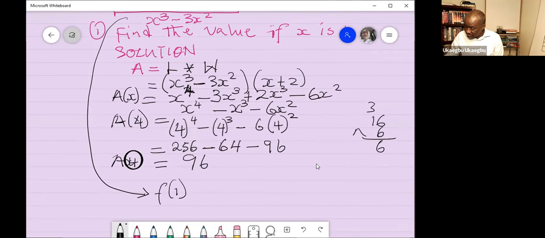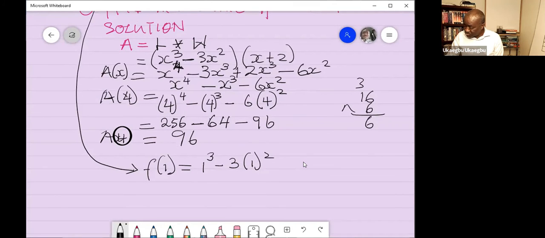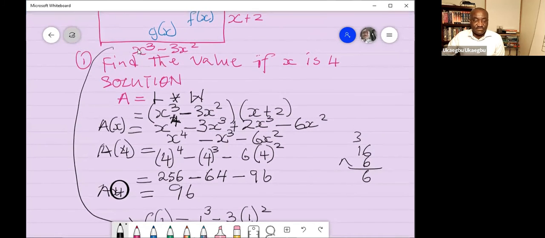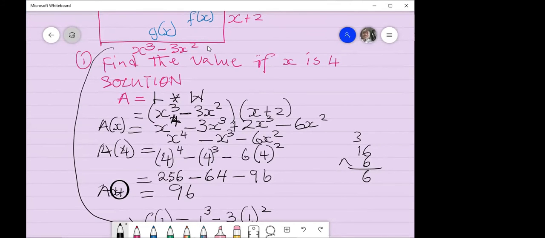f of 1 will give us 1 cube minus 3 times 1 squared. What is that? 1 cube is 1. 1 squared is 1 times 1. So you have minus 3. So you're going to get negative 2. Now, the question is, can you get a length of a number that is negative 2? No.